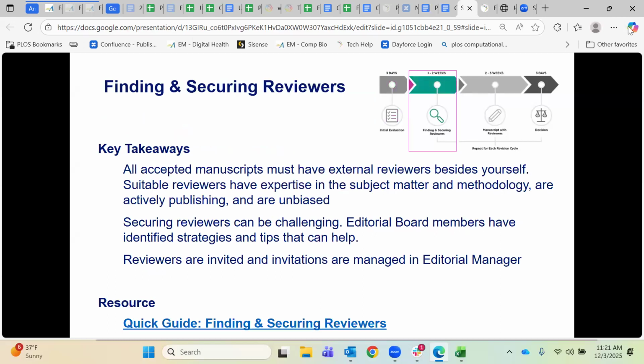So moving on to what is going to be the meat of a lot of the work for you guys: finding and securing reviewers. All accepted manuscripts must have external reviews, besides yourself, and all suitable reviewers must have expertise in the subject matter and methodology, and not be on the naughty step in terms of things like retractions, publication ethics questions, that sort of stuff, making sure we're all as above board as possible.